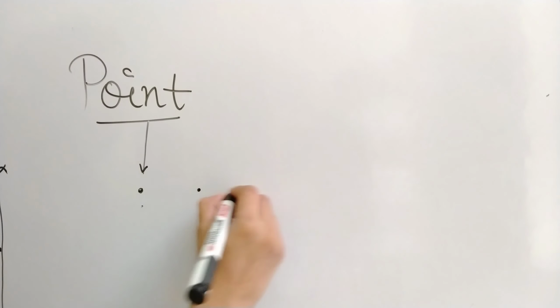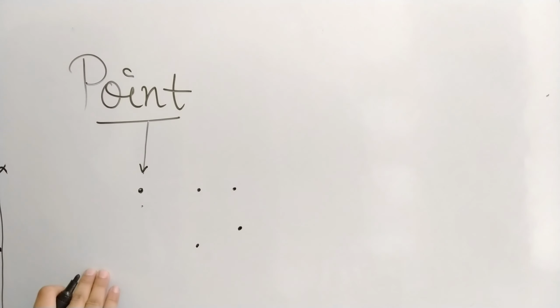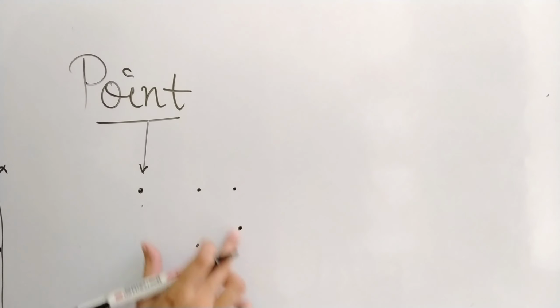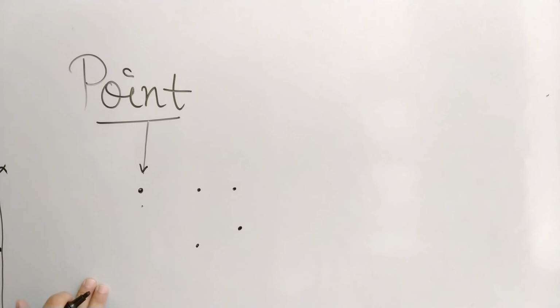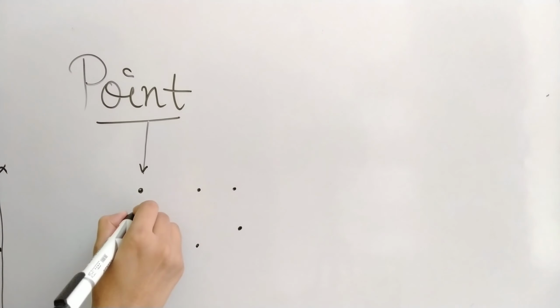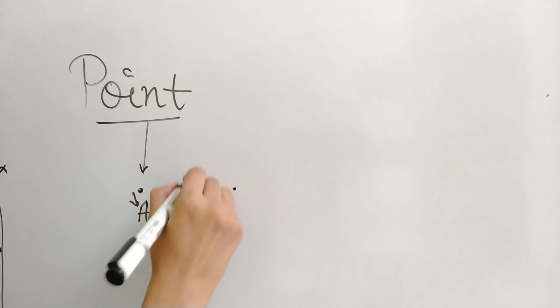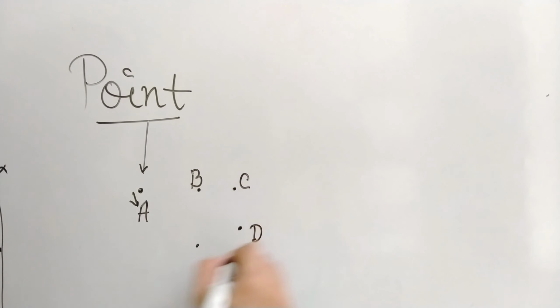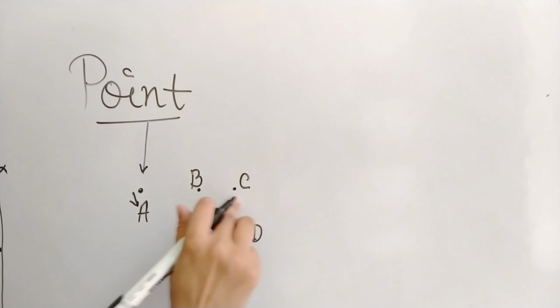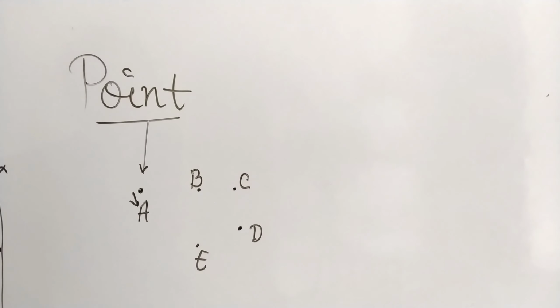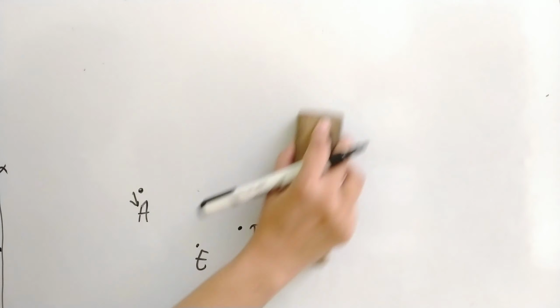If I have many points over here, how will I differentiate between this point and this point? In mathematics, I will provide some symbols to them, in terms of letters. For example, for this point I have provided the name A, for this B, C, D and E. In this way I can differentiate between these particular points. I hope you have understood what a point means, and how you can name it so that you can differentiate between different points.